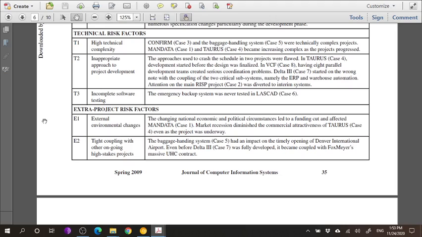The technical risk factor number 2 is an inappropriate approach to project development. If you do not follow a proper project development process, then obviously there are going to be problems. The approaches used to crash the schedule in 2 projects were flawed, right? Because they were trying to hurry it up too much. That happened in Taurus case 4. The development started before the design was actually finalized, which is a terrible mistake, because if you don't have the designs actually ready, the development cannot happen.